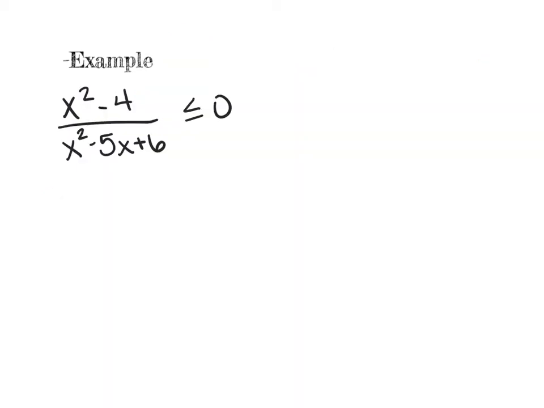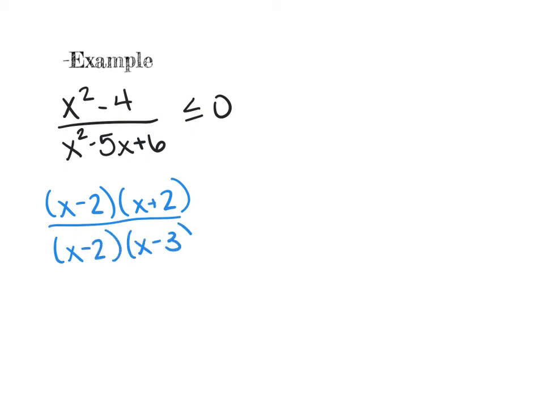So on this example, let's actually go through the process again. And remember, we're trying to find zeros, holes, and vertical asymptotes. The first thing we're going to do is factor. The top factors into x minus 2, x plus 2, and the bottom factors into x minus 2 times x minus 3, and that's less than or equal to 0. And notice here, you have a hole at x minus 2, but they both cancel.